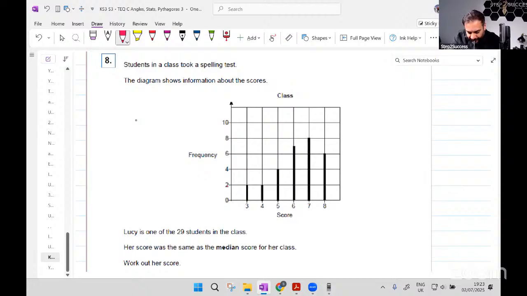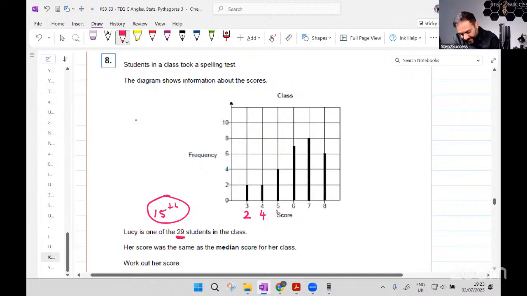That's awkward. That's a hard question. Right, the median, if there's 29 students altogether, the median is wherever the 15th student is. Now, the first 2 students got a score of 3. The next 2 students got a score of 4. So that's 4 students altogether, if we put them in order. The next 4 students scored 5. So that's now 8 students altogether so far that I've counted.